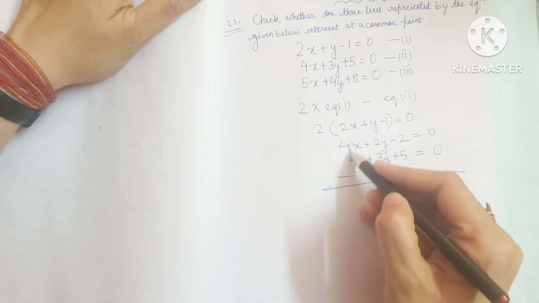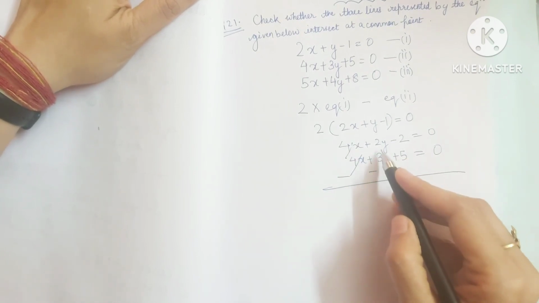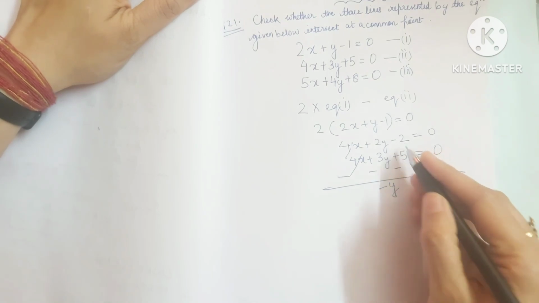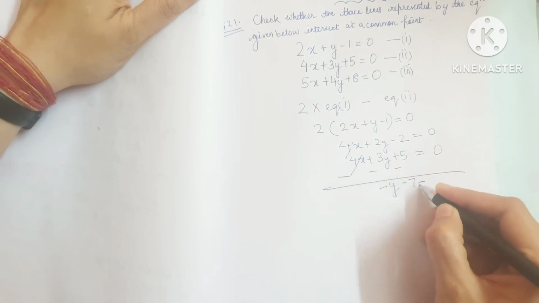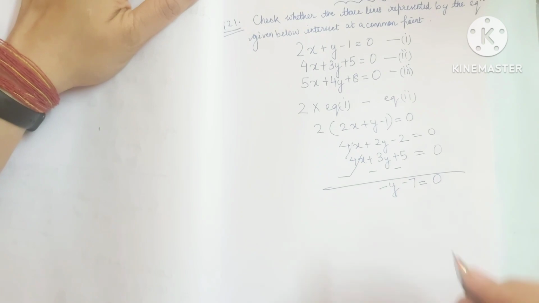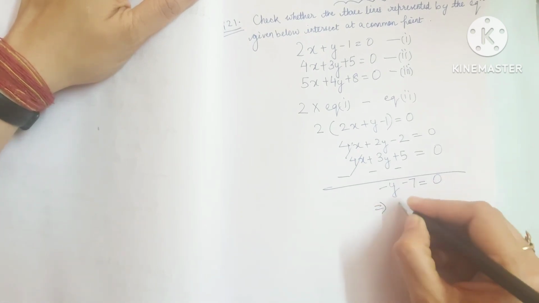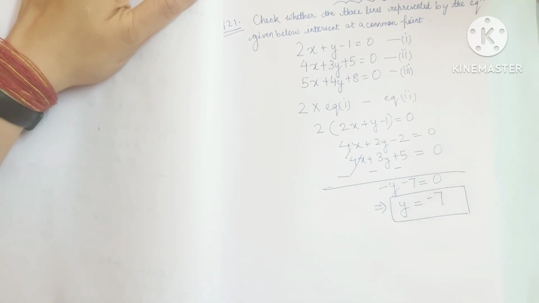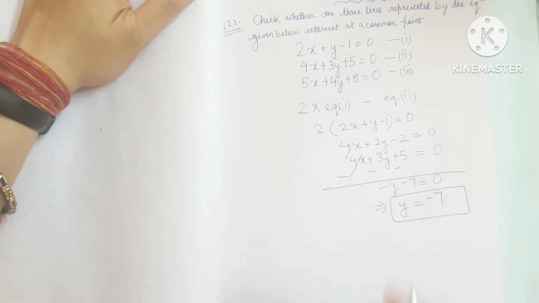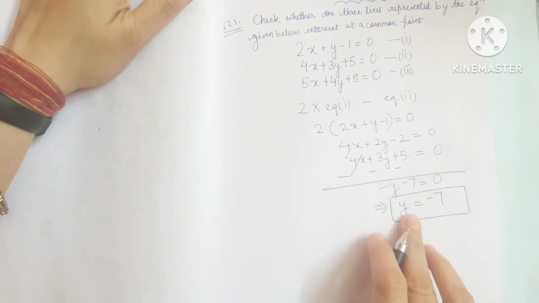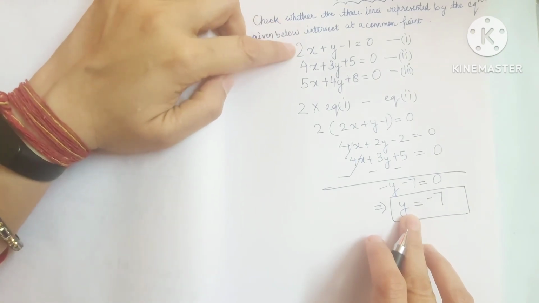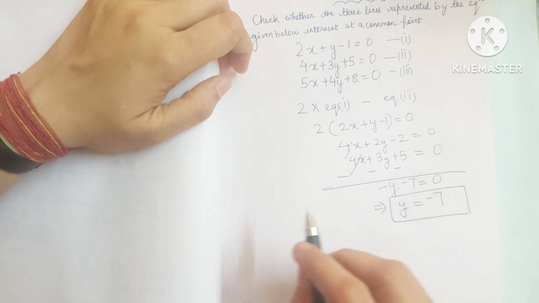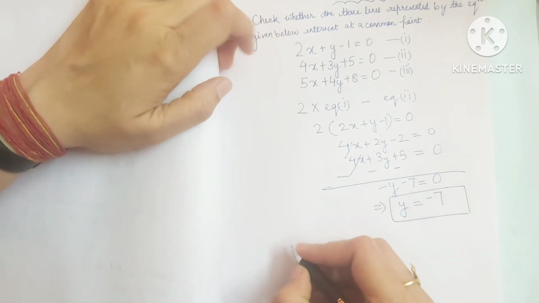ये 4x, this will get cancelled out. Here 2y minus 3y I'll get minus y. And here I'll get minus 2 minus 5, minus 7 equal to 0. Which implies that y equal to minus 7. This will be the value for y. Now let me put this y equal to minus 7 in one of the equations. Let me put here in the first equation. So substituting the value of y equal to minus 7 in equation 1.